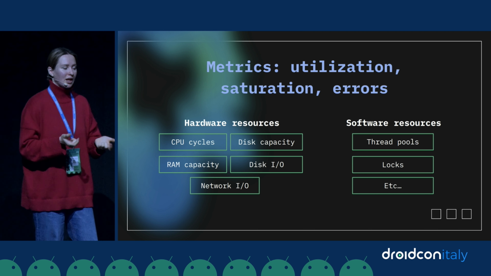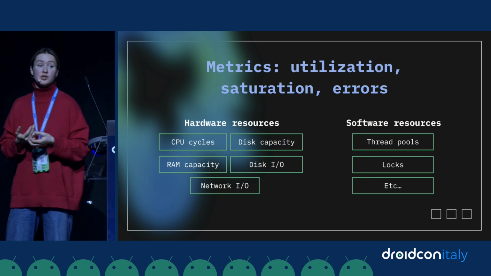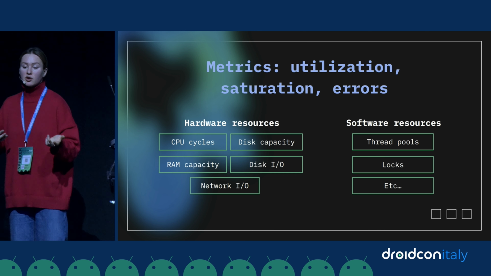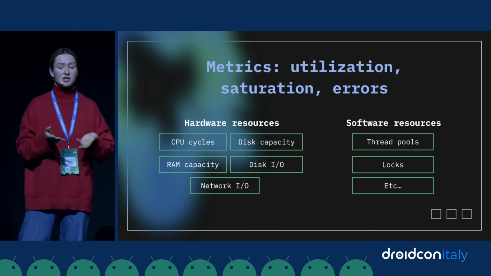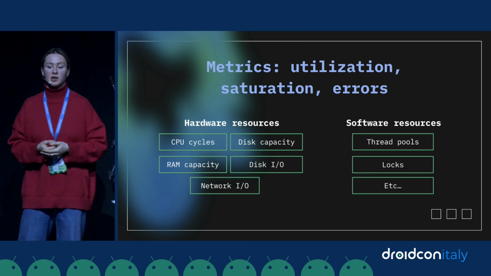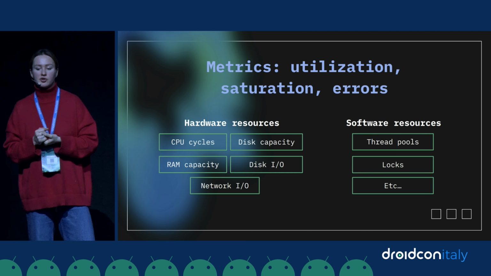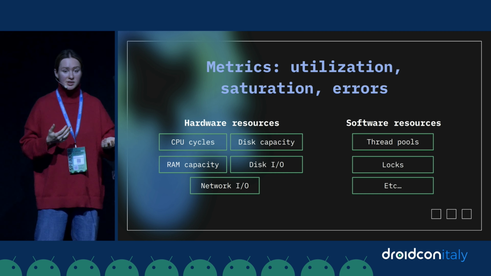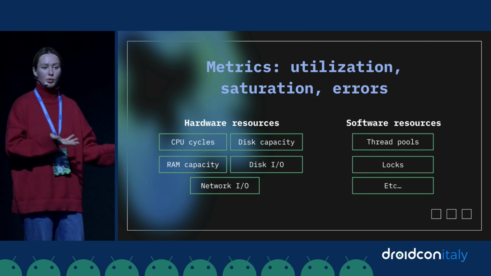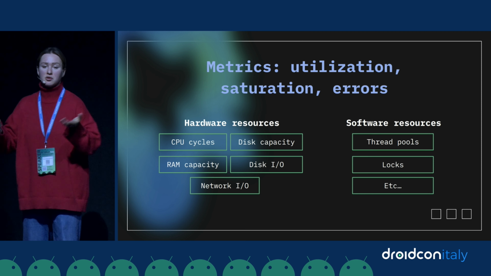There are three typical kind of metrics: utilization, saturation, and errors, and they can be applied both to hardware resources and software resources. Here I just dropped several slides of such resources. So for example, we can count the utilization of the thread pool by the number of threads currently executing tasks, and saturation of the locks is the number of threads currently waiting for the locks. And you can apply it to basically everything.